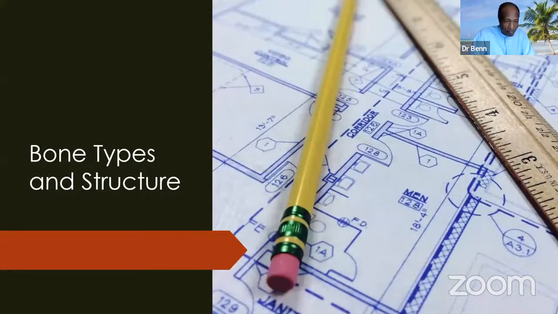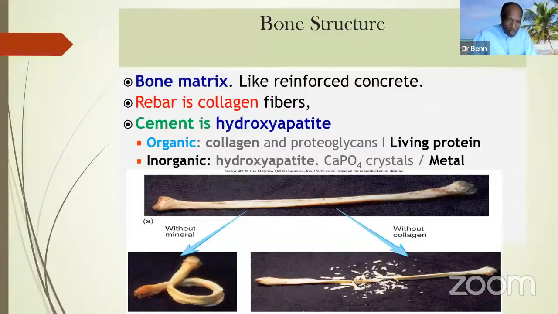All right, so let's look at bone types and structure. Well, in bone structure, there's what we call bone matrix, and bone matrix is sort of like reinforced concrete. It's like the metal put in concrete to make it firm, giving it added strength. And the cement that goes around the rebar, around the metal, is called hydroxyapatite. So the living part of bone is the collagen and glycoproteins. Collagen is the most plentiful protein in the body.